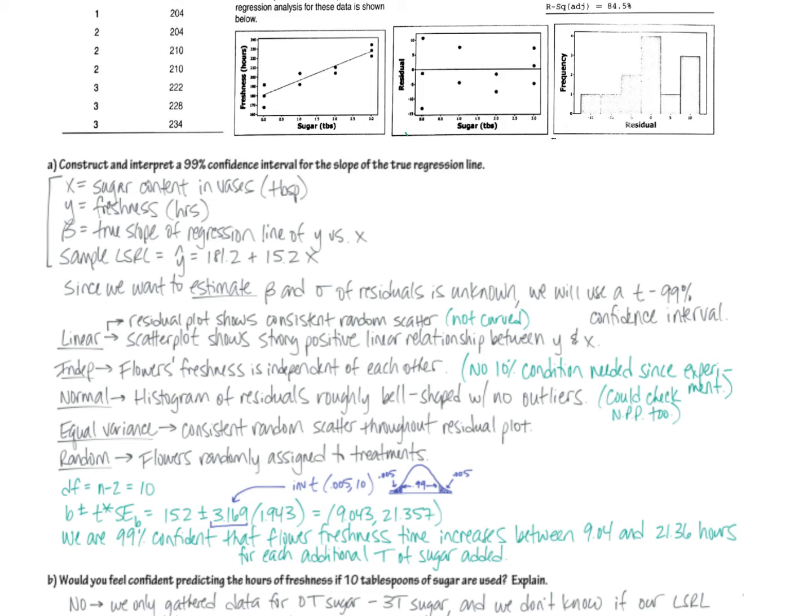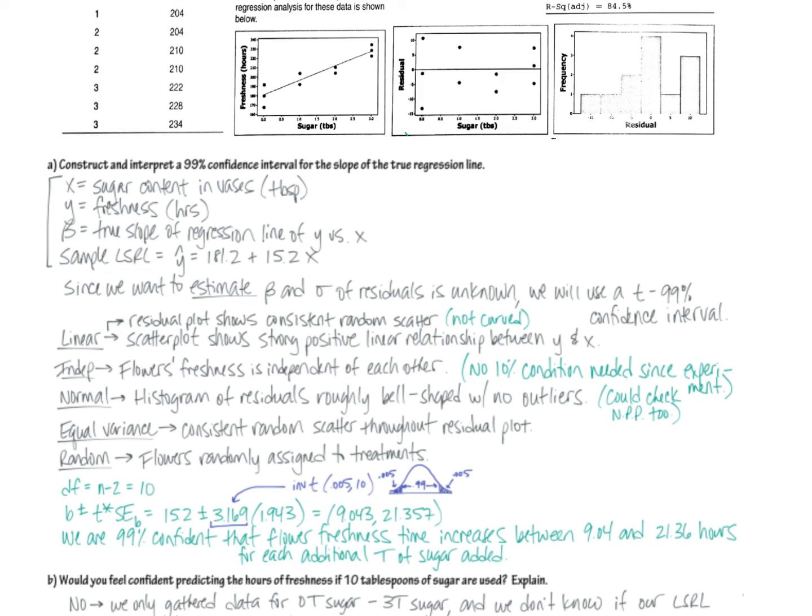Equal variance, remember that's when you're looking at the residual plot and you're making sure that the residuals aren't really big at the beginning and then get a lot smaller, or vice versa. They could start out really small and then get really, really big. That would fail the equal variance condition check. So we have a consistent random scatter throughout the residual plot. Again, you can say that the residuals don't tend to increase or decrease as the x value increases. Say something like that about equal variance, okay?